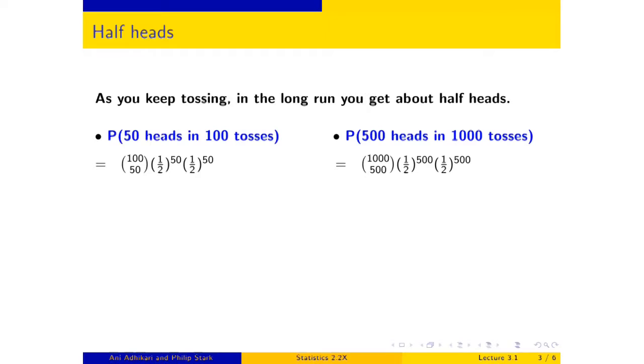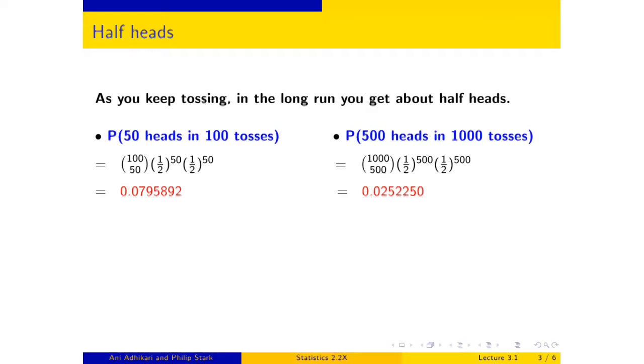But you have something better than a hand calculator. You have a computer that has a probability calculator, so use the probability calculator in your text. And you see about an 8% chance that you get 50 heads in 100 tosses, and only about a 2.5% chance that you get 500 heads in 1,000 tosses.